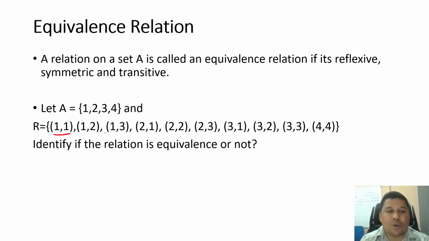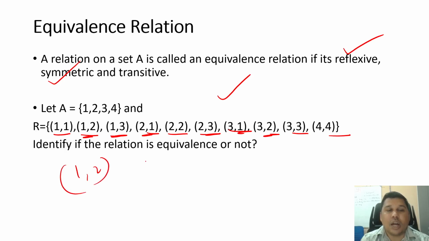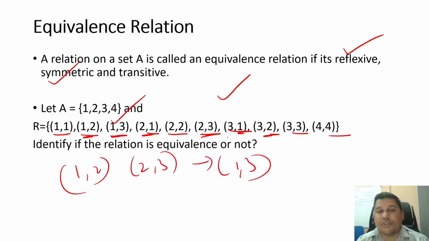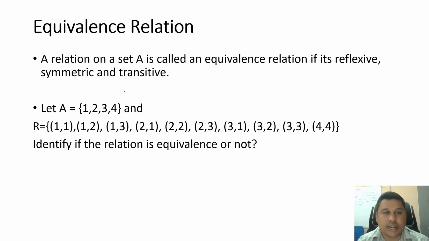So you see, I have 1 1, 2 2, 3 3 and 4 4. This is reflexive. Reflexive is satisfied. Next, symmetric. I have 1 2, 2 1. I have 1 3, 3 1. I have 2 3, 3 2. Right? This is again symmetric. Transitive, you find out whether it is transitive or not. You take 1 comma 2 and 2 comma 3. Therefore, we have 1 comma 3. Yes. That way, if you verify, all three exist here. It is also transitive. Then we can say this relation R is called an equivalence relationship.